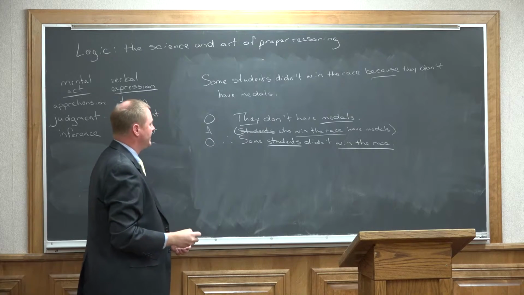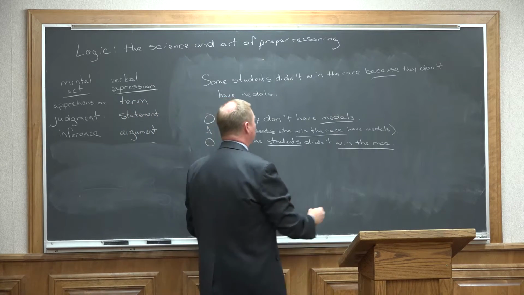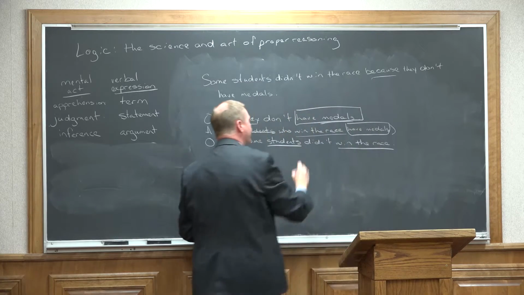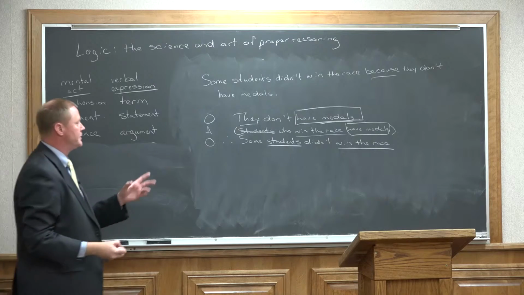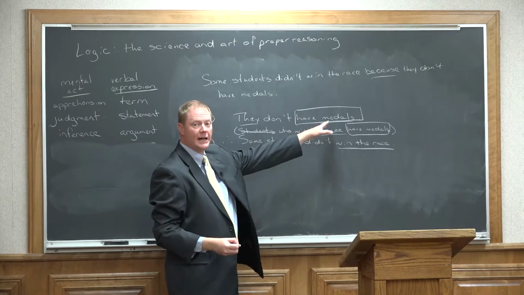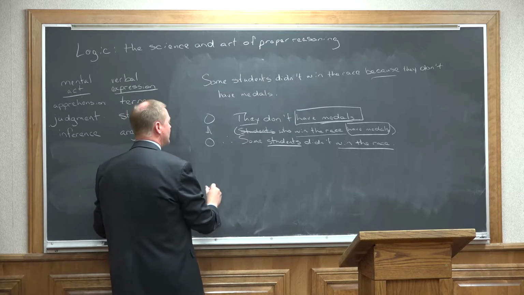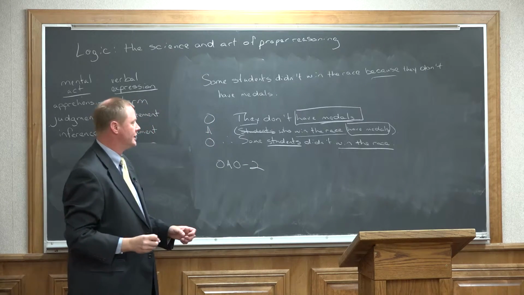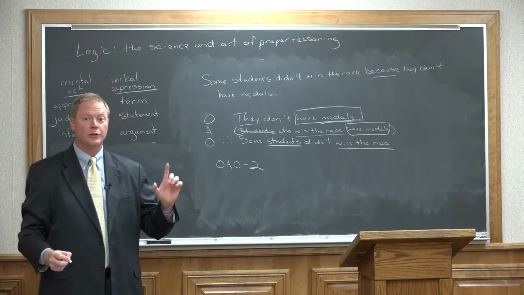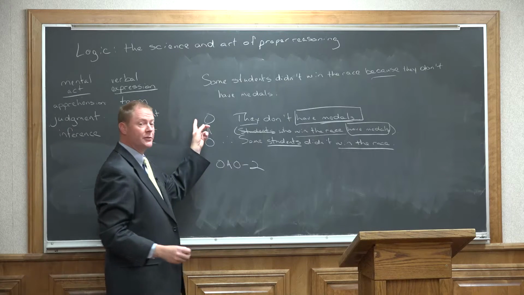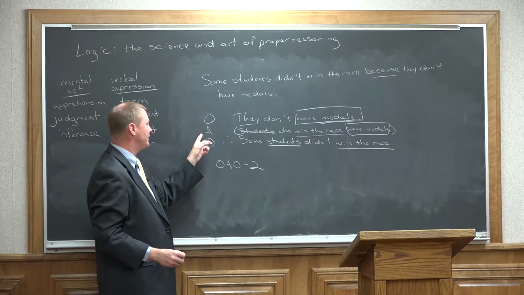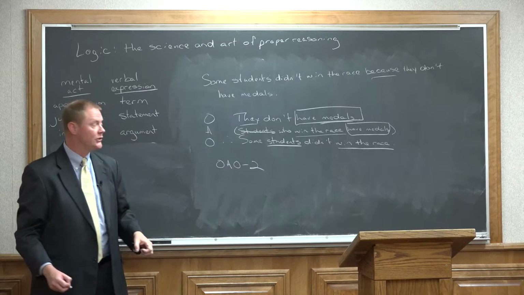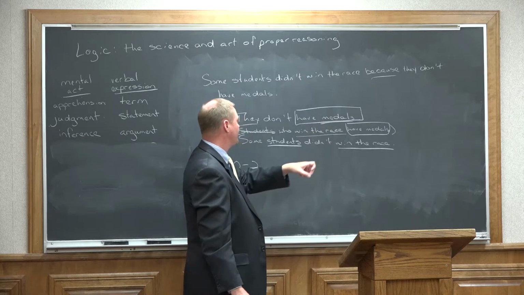That's an O. And the middle term, medal havers. Okay, so there's your middle term. Some are not medal havers, so that's an OAO. But the bigger deal is, first of all, does the number of negative premises equal the number of negative conclusions? We have an O statement, which is negative, and an O conclusion. A is affirmative, so we have one negative premise, and we have one negative conclusion. So no fallacies there.